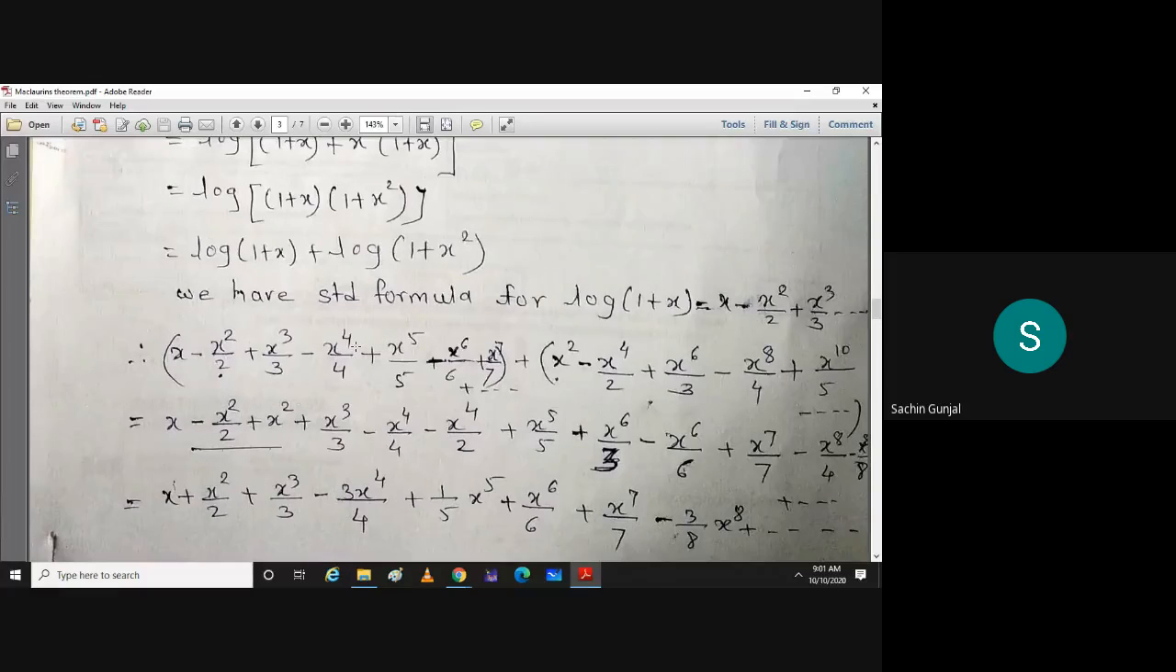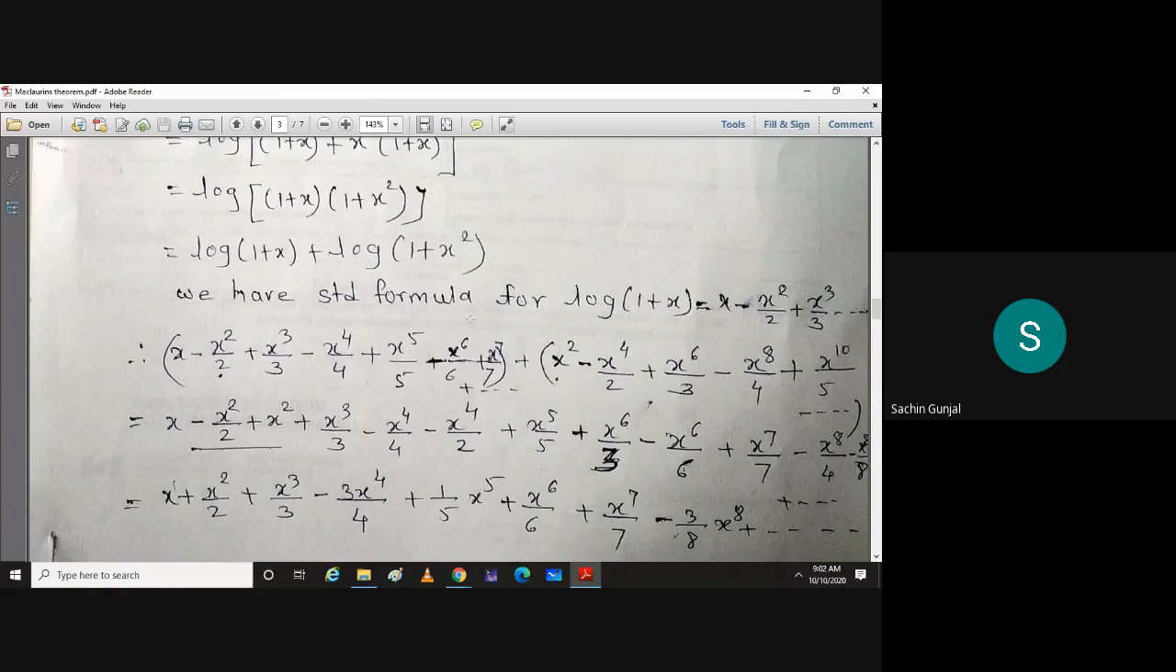Then coefficient of x raised to 4, here it is minus 1 by 4 and minus 1 by 2. So that becomes minus 3 by 4. Then coefficient of x raised to 5 is 1 by 5, and here there is no term of x raised to 5. So x raised to 5 by 5. Then coefficient of x raised to 6 is minus 1 by 6 here and plus 1 by 3 here. So that becomes 1 by 6. So x raised to 6 by 6.